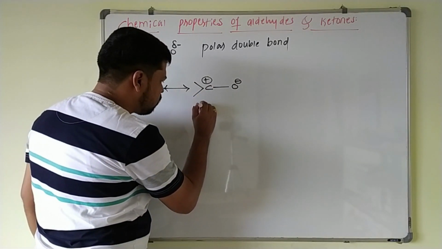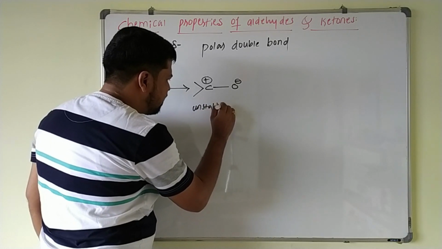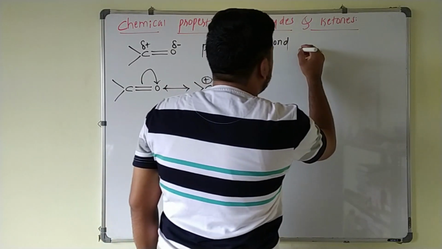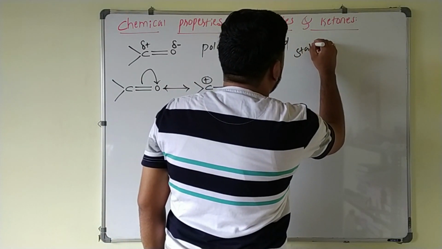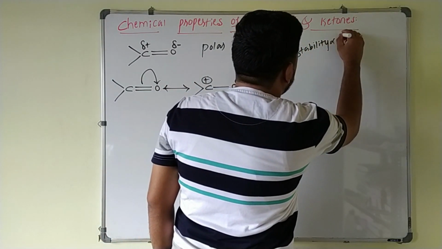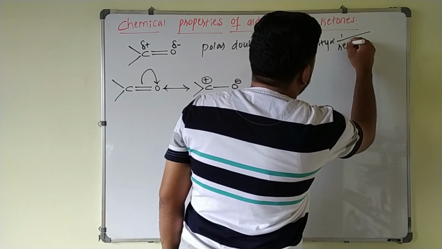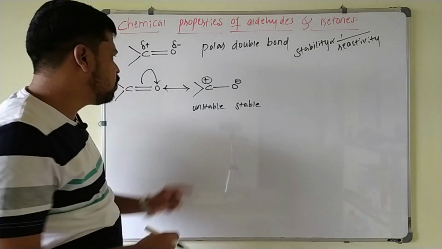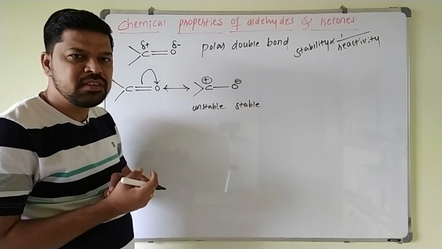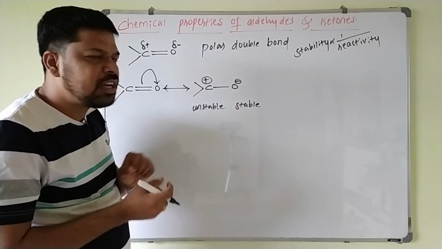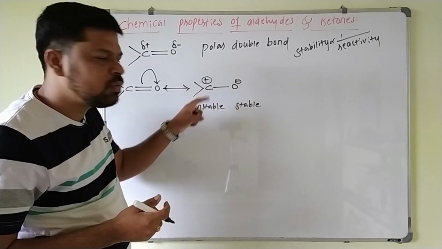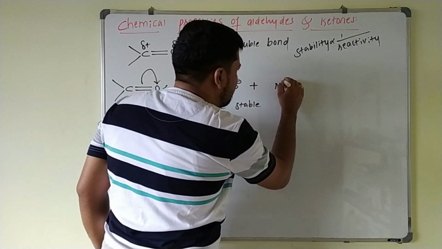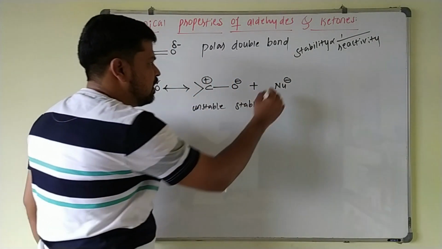So this will be unstable and this will be stable here. Already we know that stability is inversely proportional to reactivity. So this carbon having a positive charge is unstable, which means it has to react first. What comes and attacks this one? A negative species has to attack this one. So first the nucleophile will come and attack this carbon having a positive charge.